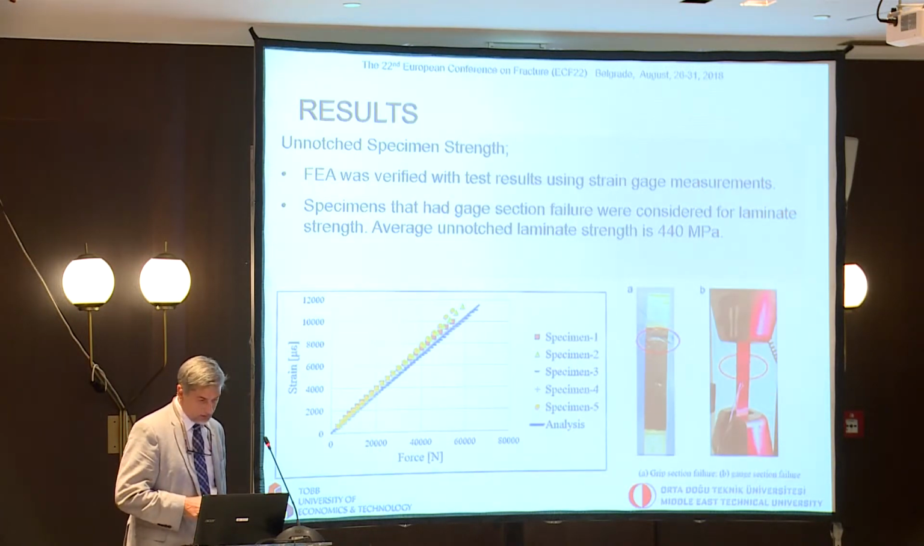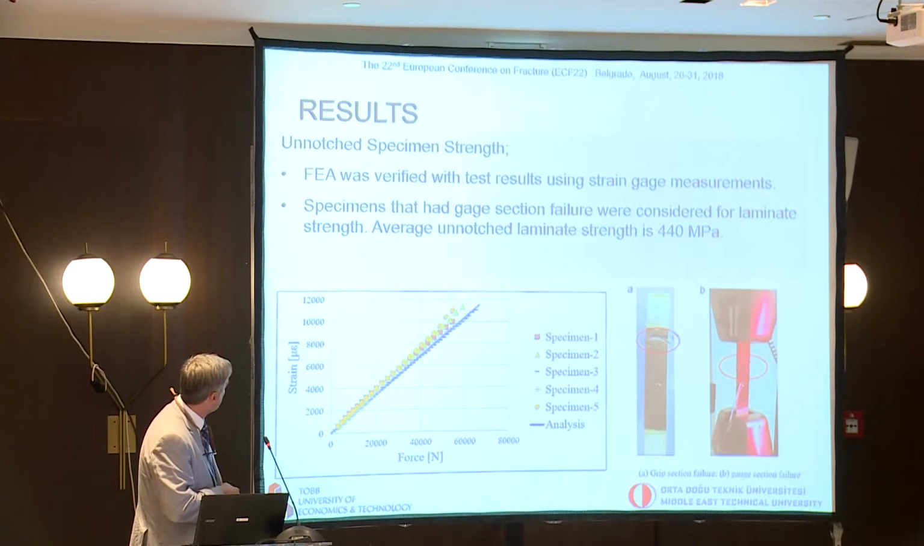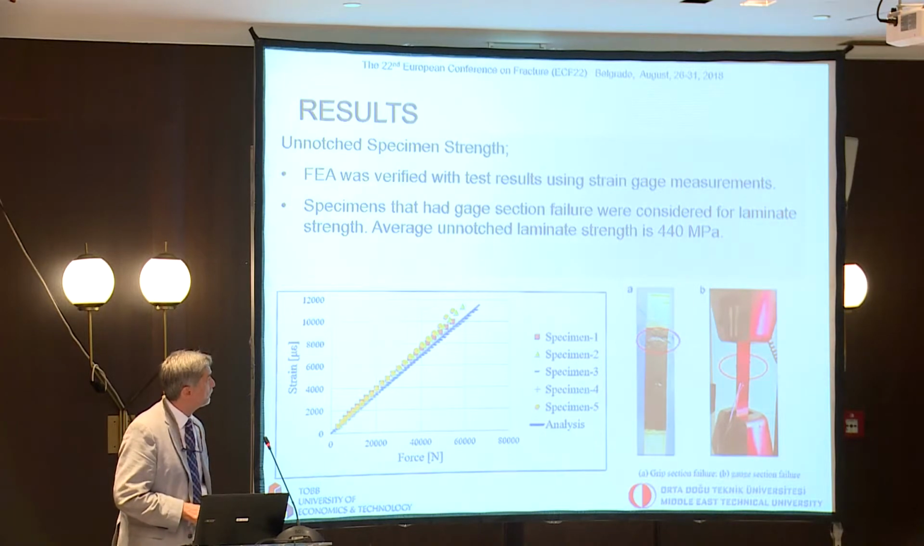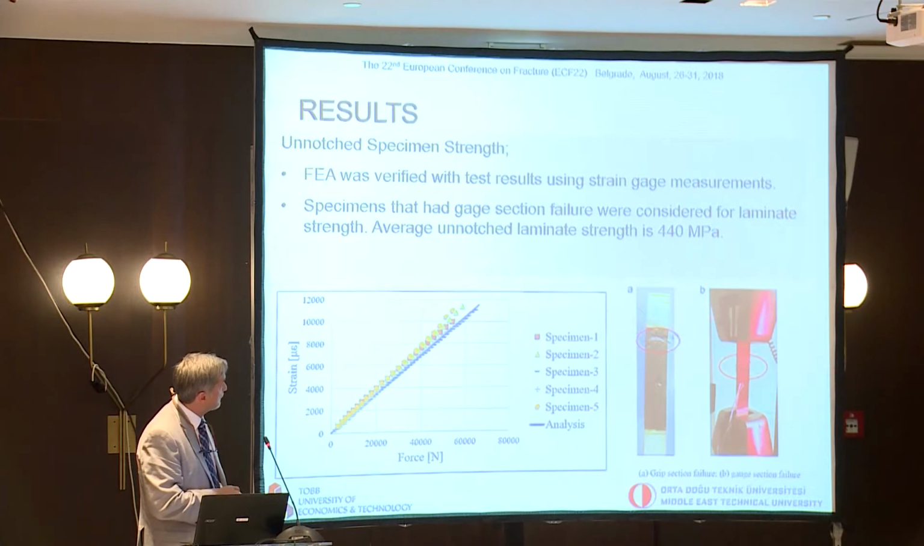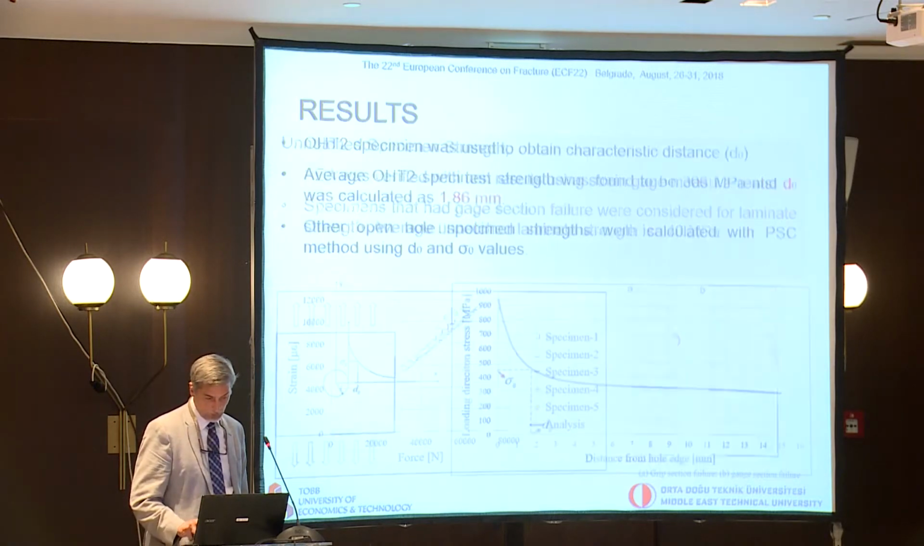So for our unnotched specimen strength, we did test load versus displacement, so this is reversed. And we compared it with our finite element analysis, which is not bad, where we obtained the stiffness from the ply properties. And we have an average unnotched laminate strength of 440 MPa. So that's our sigma zero. We rejected the failed specimens that failed near the grips. We only took the gauge section failure specimens.